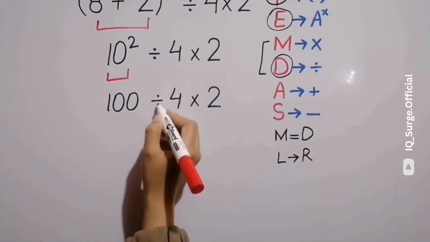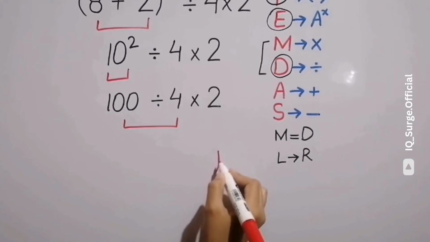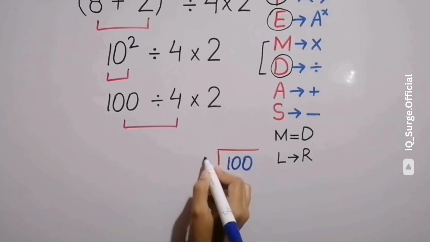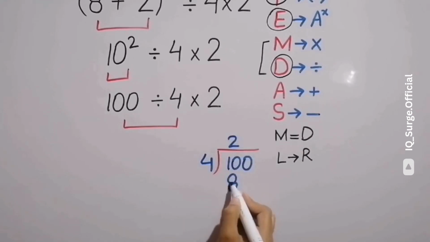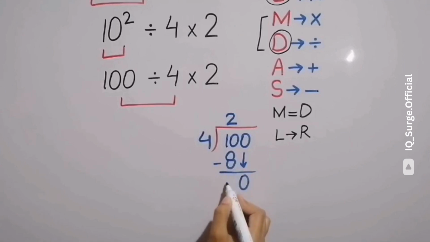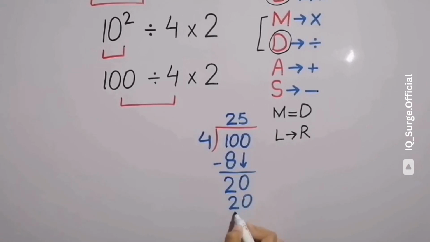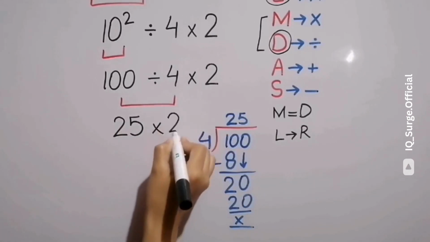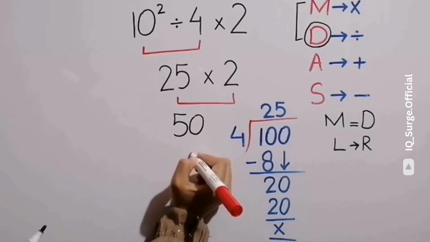So we start with the division between 100 and 4, and simplify this expression as we write 100 inside the division and 4 outside the division. First we take 2 digits, and then 4 times 2 equals 8. While subtracting, bring down 0 as it is. And then 10 minus 8 equals 2. Finally, 4 times 5 equals 20 and then the remainder is 0. So the quotient is 25, then times 2. Finally, 25 times 2 equals 50. And this is the final answer of this question.